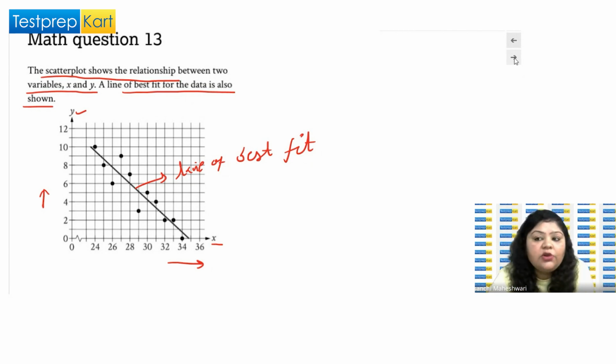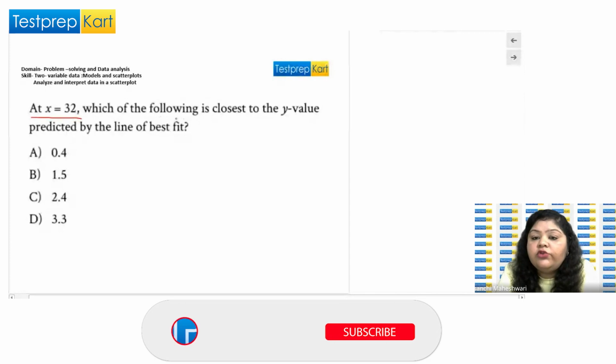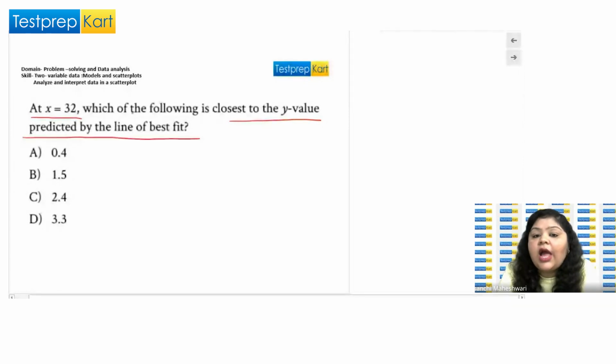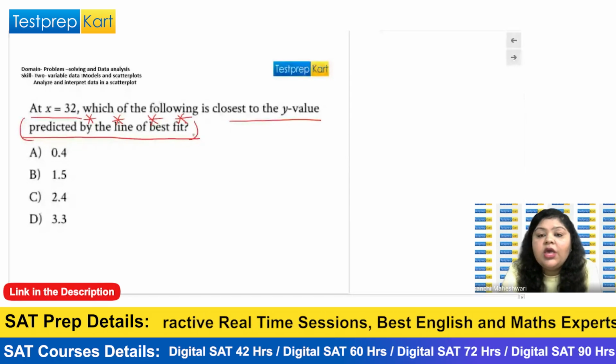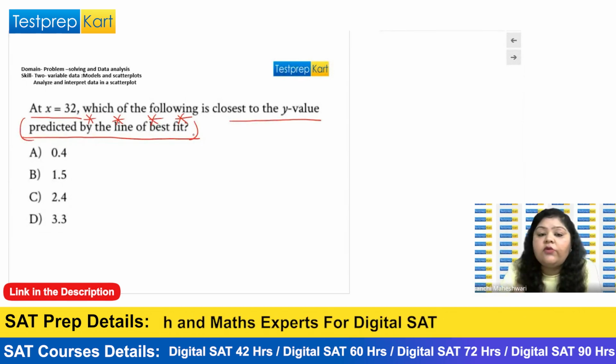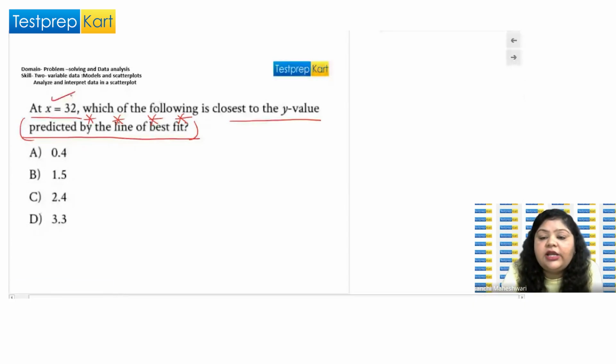This is the data that belongs to question number 13. The actual question is this one, which is saying: at x equals 32, which of the following is closest to the y value predicted by the line of best fit? Now have a look here in the question. They have mentioned which of the following is the closest, which is predicted by the line of best fit. Even if this statement is not given to you, you must take the data only and only from the line of best fit. Clear to everyone?